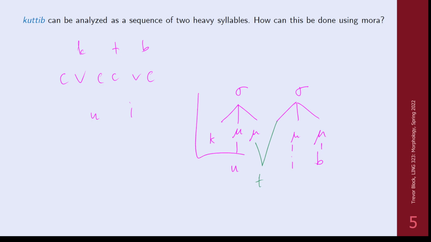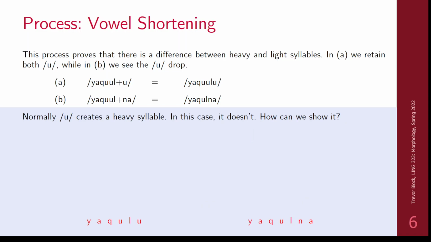So we see two heavy syllables, a heavy one there, and a heavy one there. So a CVC and a CVC. Okay, so there's some processes that happen related to meaning and phonology. So let's take a look at these.